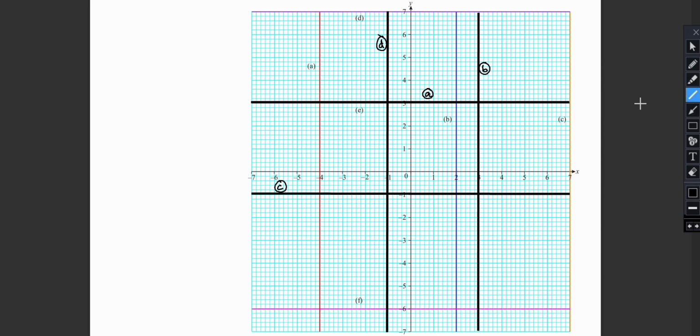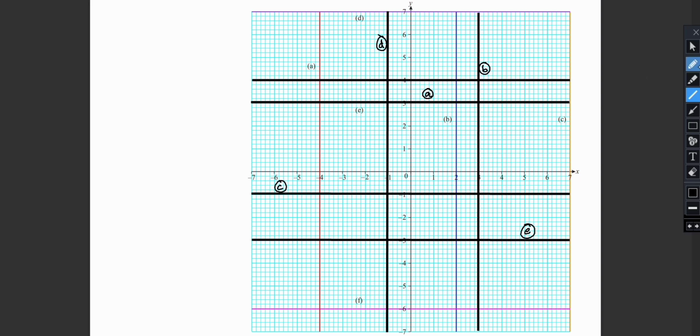And now for the E part, we have y is equal to -3. This is the E part. This will be E. Now for the F part, we have y is equal to 4. So that is over here. This will be our E. Oh, sorry, this will be our F.